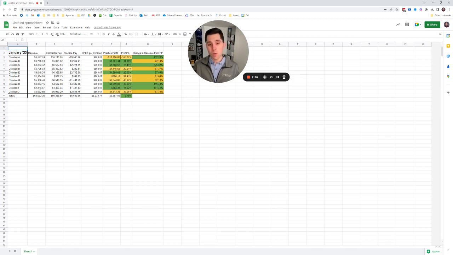So this is the clinician profitability sheet. I think it's a huge value add for practice owners, just for the information you're going to be able to glean from past months, as well as projections you can make for future months as well.